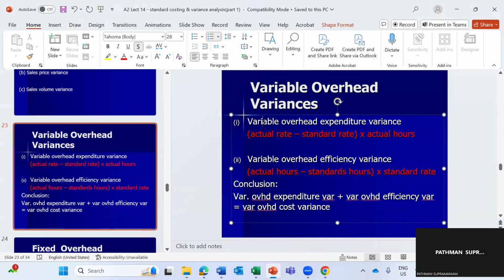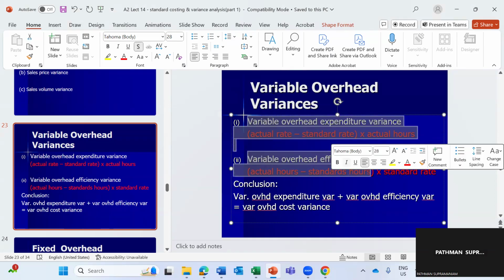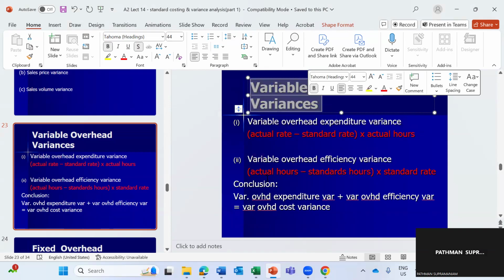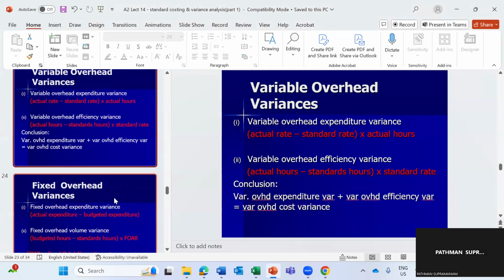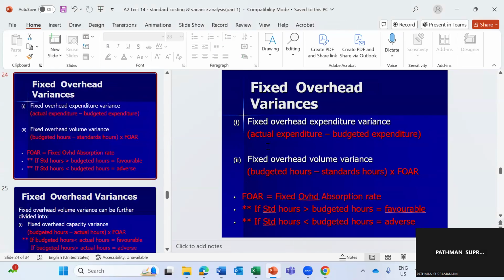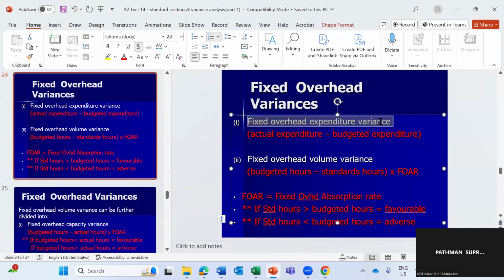So as always, when you combine these two variances, you will get the variable overhead cost variance, as I've mentioned here. For fixed overheads, you need to remember these formulas. Fixed overhead expenditure variance, the formula is actual expenditure minus budgeted expenditure. Fixed overhead is fixed whether we produce units or not, so we need to maximize the usage of this fixed cost.